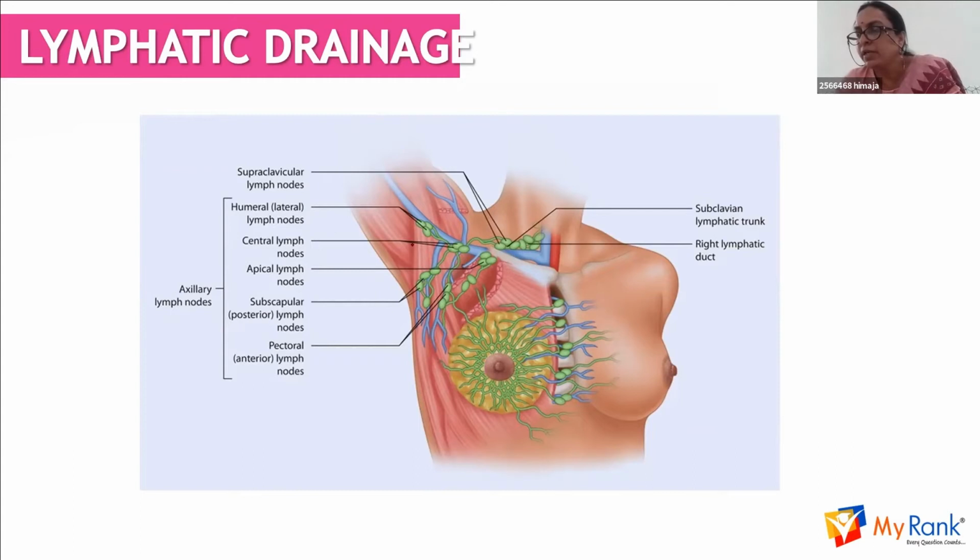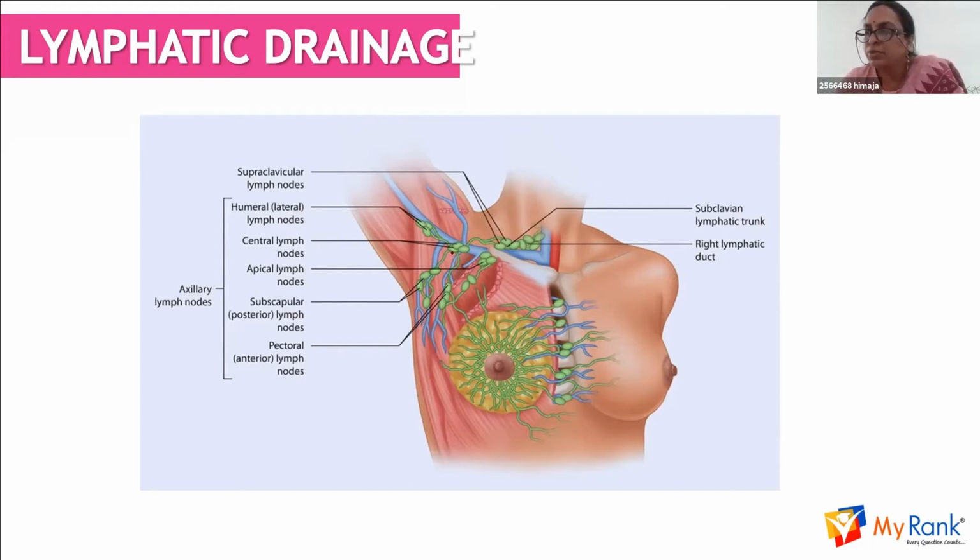So when you see the axilla, remember the axilla. Lymph nodes along the anterior axillary fold are the anterior group. Along the posterior fold of the axilla, they are the subscapular or posterior nodes. Along the medial border of the humerus, they are the lateral group of lymph nodes. And there is the central group here and then the apical.